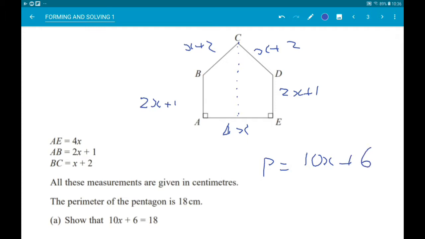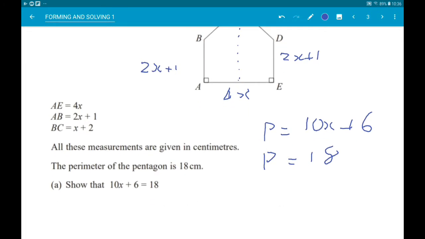Now remember, we are told the perimeter of the pentagon is 18 centimetres. So we can also say P is 18. Because these two things are actually the same thing, they are both the perimeter, this then tells us 10x add 6 does indeed equal 18.